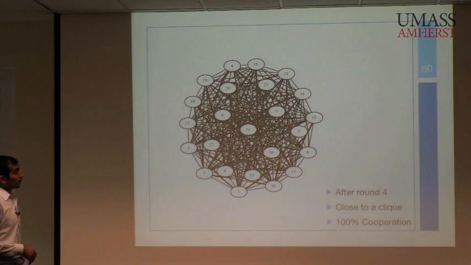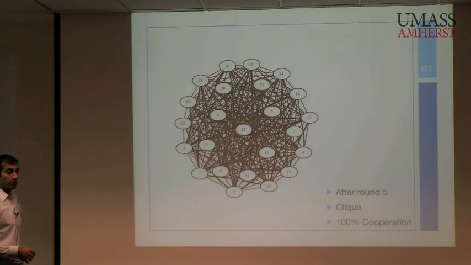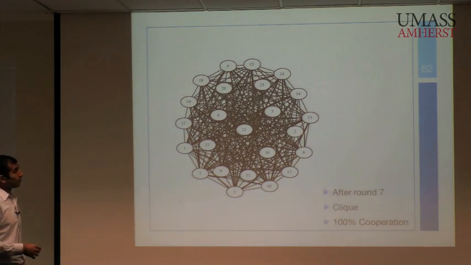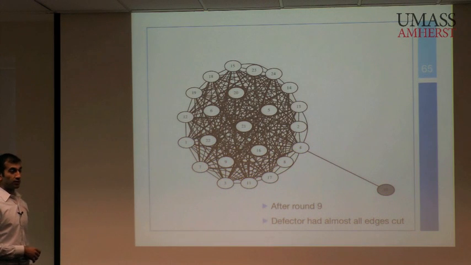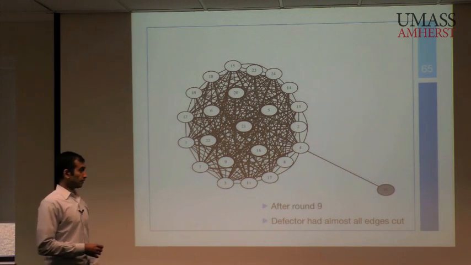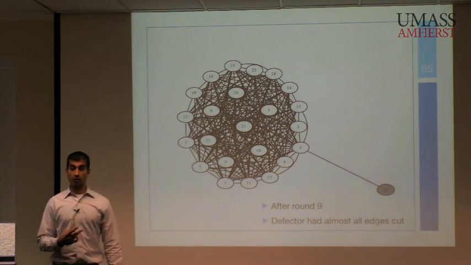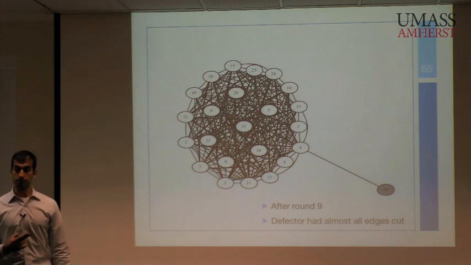Round 3, this is almost a clique. Round 4, almost a clique. Round 5, 100% cooperation. 6, everyone's cooperating. After round 8, everyone's cooperating, 100%. Guess what he did during round 9? He defected, and almost everyone cut their link to him.